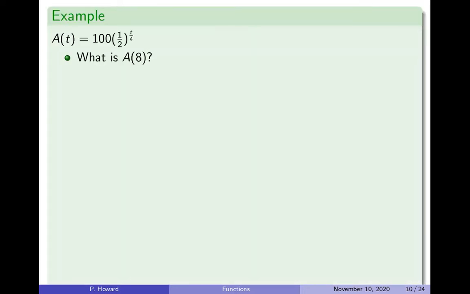Okay, let's try another example involving exponents. A of t is 100 times 1/2 raised to the power t over 4, and I want to calculate A of 8. We know what this means. We're going to replace t in the formula for A by 8 in parentheses. And this is what we get. 8 over 4 is 2.